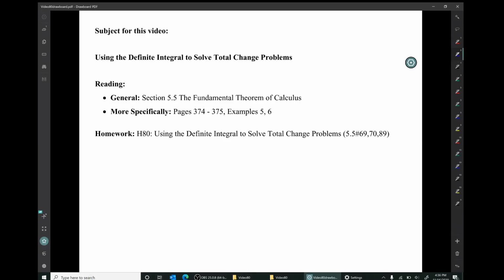This material is from section 5.5 of the book. More specifically, just a couple of pages in that section. Examples 5 and 6 are relevant to what we're doing in this video. The corresponding homework is this set of 3 exercises from section 5.5.